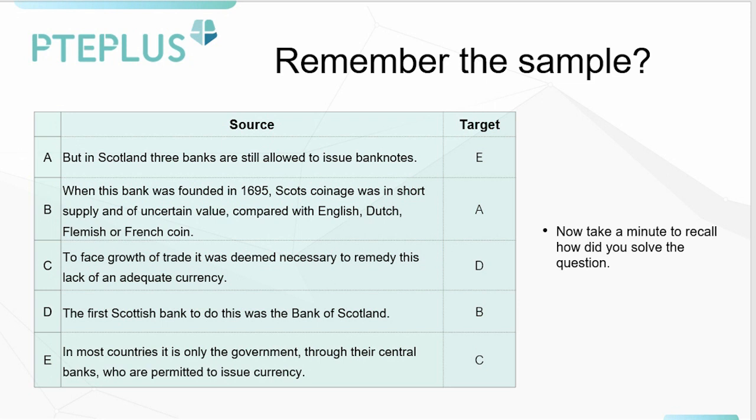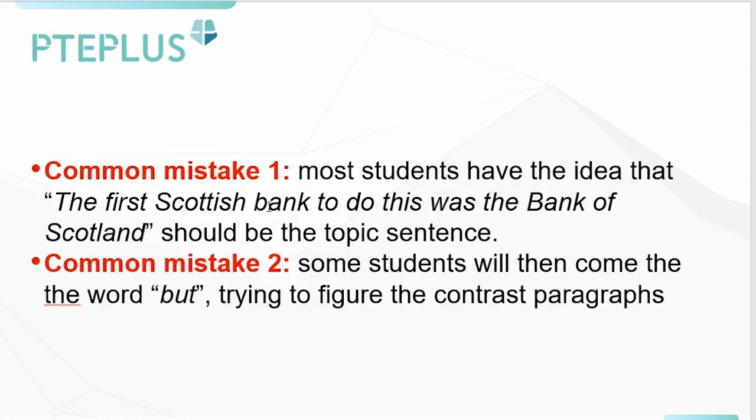So now let's go through the answers together and talk about some common mistakes that a lot of students encounter. You're going to be quite surprised because I think a lot of you out there will be making the same sort of mistakes. The first common mistake that a lot of people have is they'll put the first Scottish bank to do this, the Bank of Scotland, as the first option. That's incorrect because in this particular case, for this particular passage, it is not so.